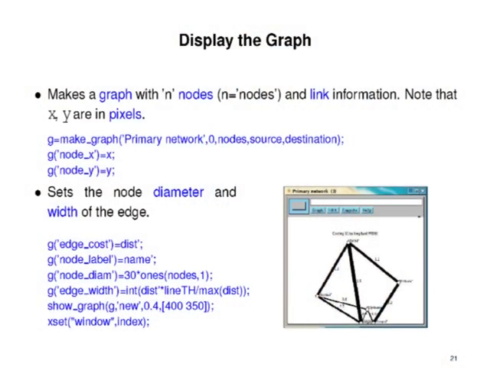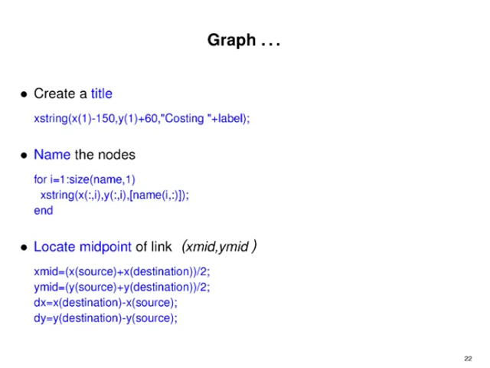Then I want the edge width. Well, for the edge width, I have my traffic, so I make a vector based on the traffic, properly normalized to the maximum line thickness, and I put that into the graph's line edge width information. So that immediately gives me edges of different kinds of widths. Then I show the graph. As I told you, you have to first show the graph and then set the window index. Why, I'm not sure.